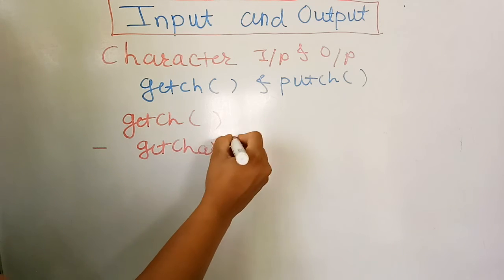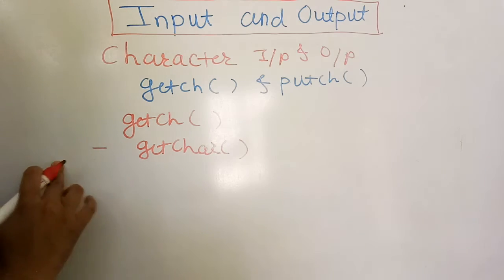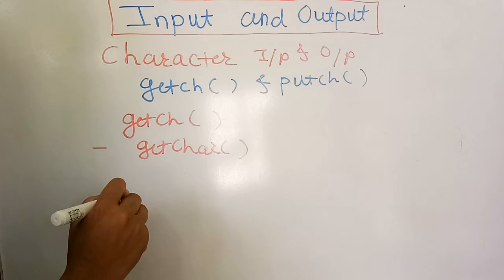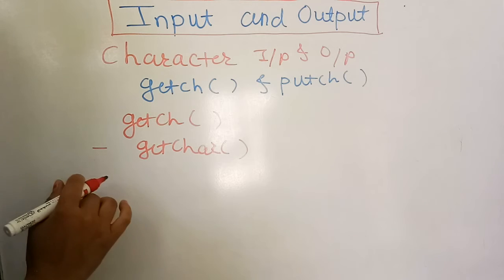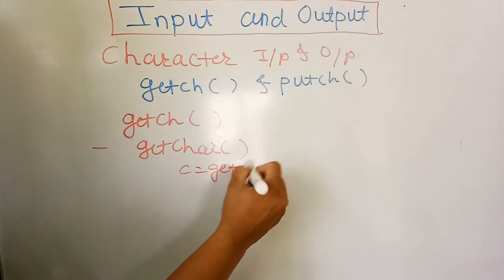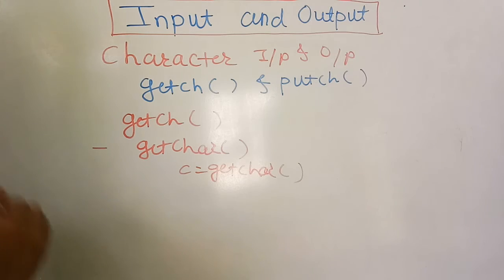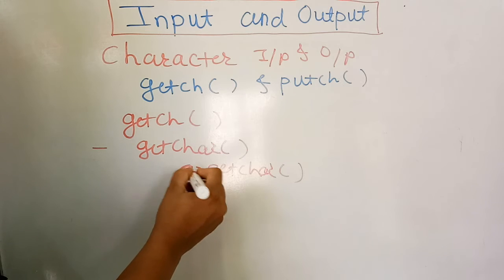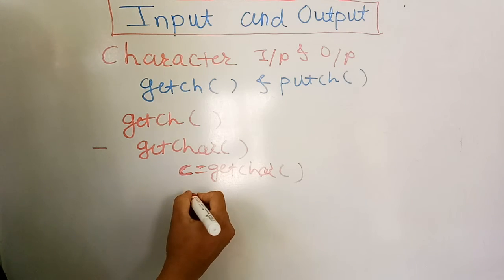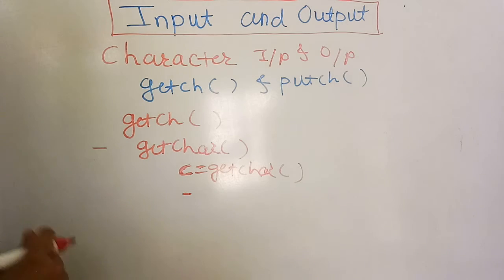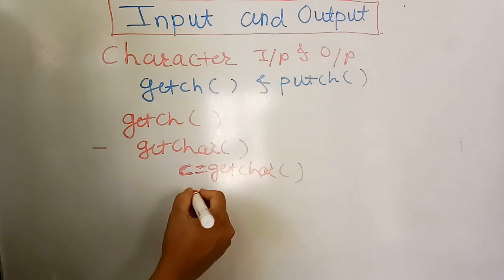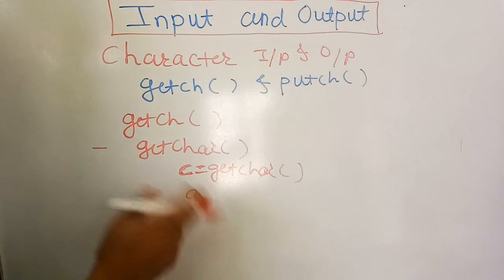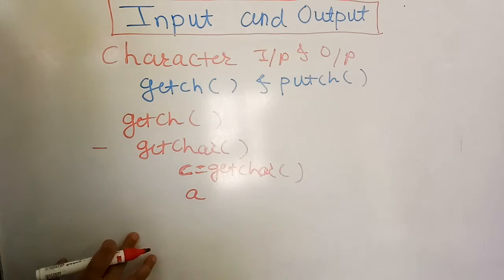When you are accepting any character from a user, the character you are typing on the console, for example c equals getChar, is the mechanism of accepting a character from the user. When this program is running and this line is in running mode, a dot will blink on the screen. Then you type a character from the keyboard. Suppose you have typed A, then this is also displayed on the screen by the getChar mechanism.